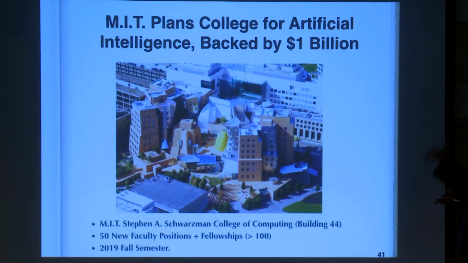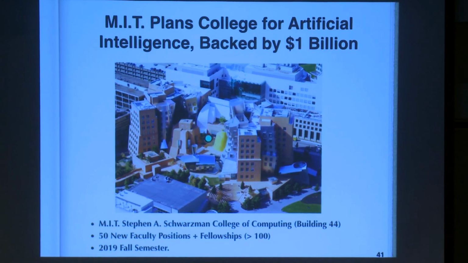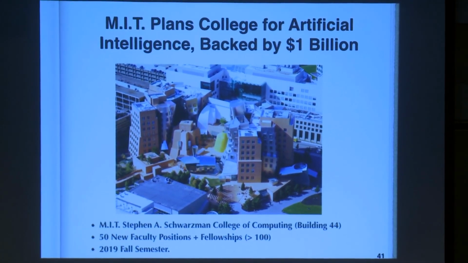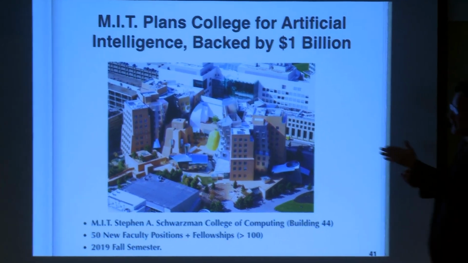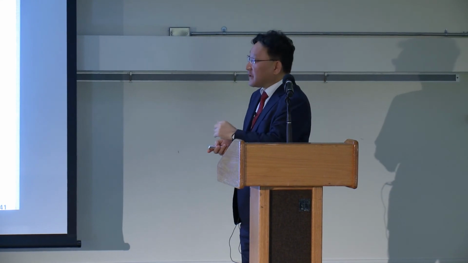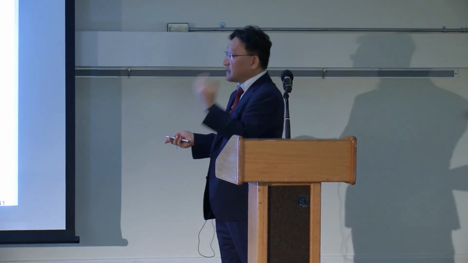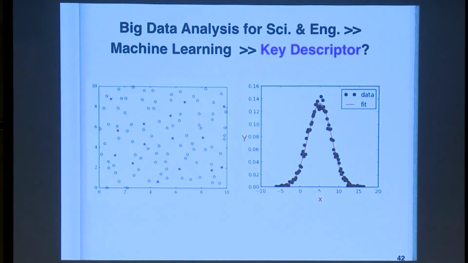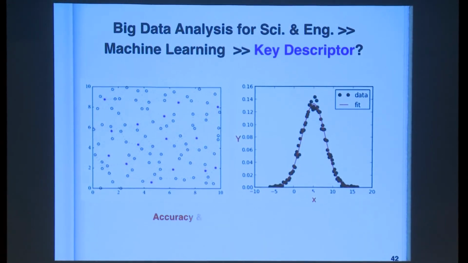Yeah. This is my end of story. I believe that MIT plans to form a College of Artificial Intelligence by this September with 50 new faculty positions and more than 100 fellows with $1 billion of budget. I think this is data center, right? Data center. Yeah. I think this methodology will really spread out all over the world. Because MIT is always a leading technology in this field. Again, this is the target of machine learning technology, specifically in science and technology sectors.